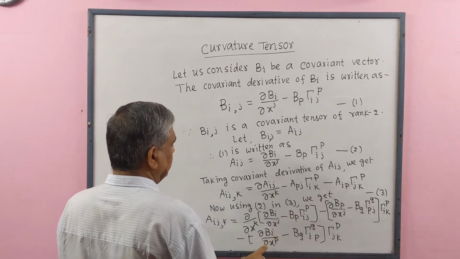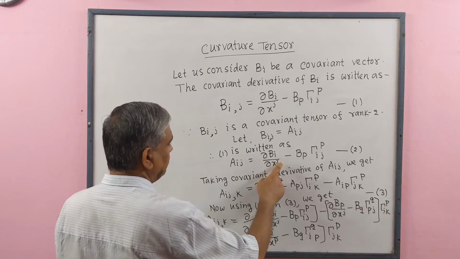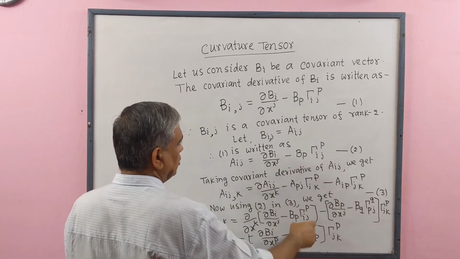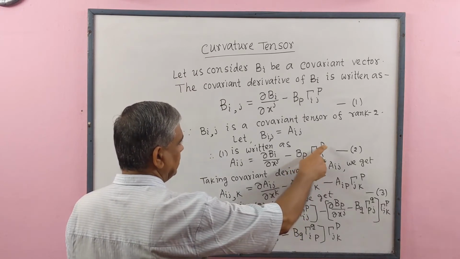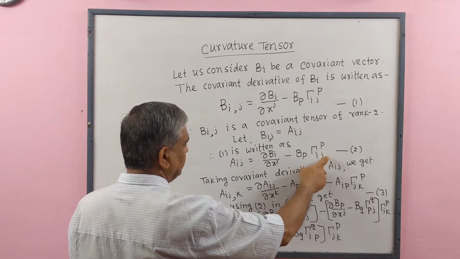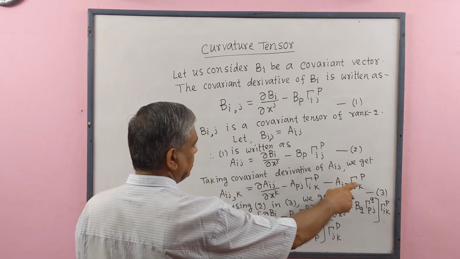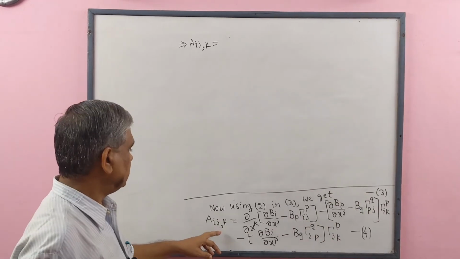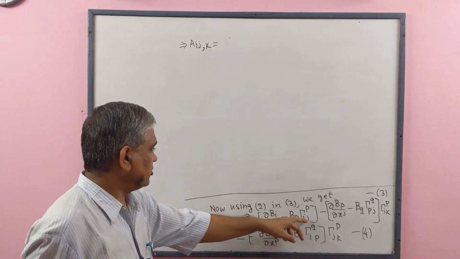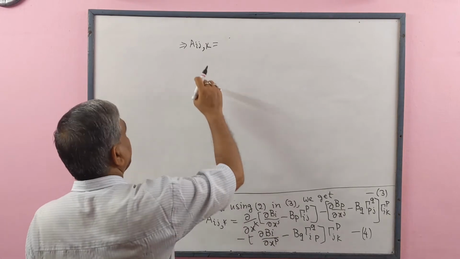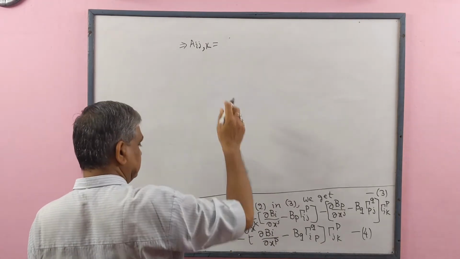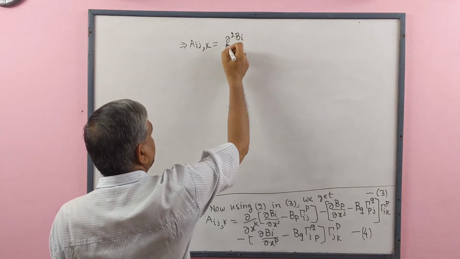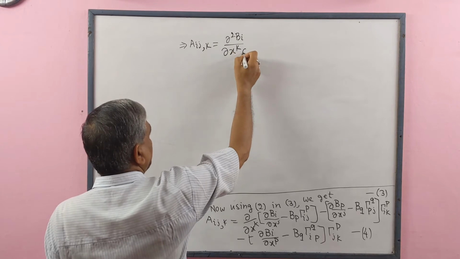So we write A I P equal to del B I by del X P. In place of J we write P, minus, we replace P by Q, B Q, Christoffel symbol of second kind, here Q, I, in place of J, P, and outside Christoffel symbol of second kind P, J, K. Now we differentiate this term. Therefore, we get A I J comma K equal to, here differentiation of this, del 2 B I by del X K del X J.